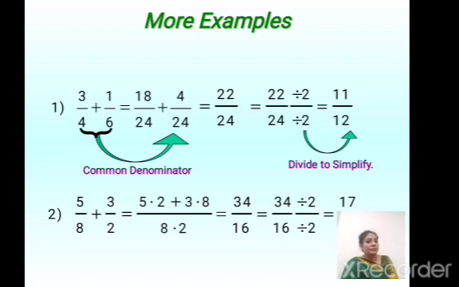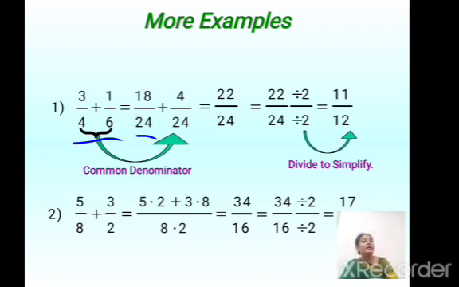More examples. Now come to the next example. Here the denominators are 4 and 6. So we will multiply them. It becomes 24. Now we will multiply 6 to 3. 6 3s are 18. 4 to 1, it is 4. 18 plus 4 equals 22 upon 24.